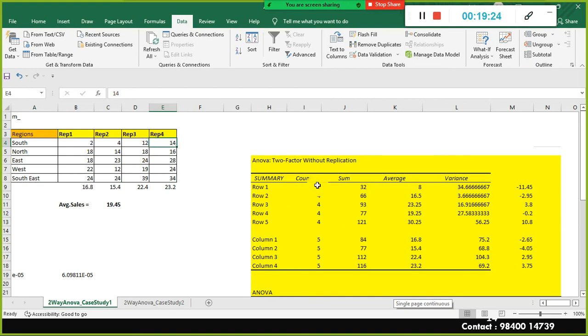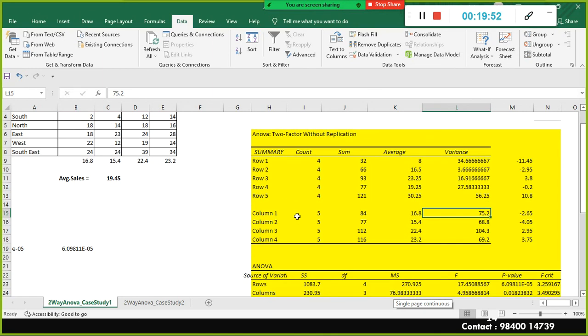So it gives me row-wise the total number of columns and total values, the total number of regions, sales in each region, and rep-wise what is the sales made, total sales. And also we get the average for this one, and the variance also it gives us. Okay, we don't have to compute it. So we get all this information in Excel. So Excel is far better than using the statistical package. It gives me all this information.